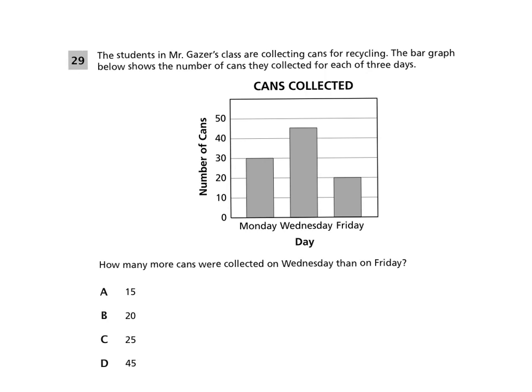It's really important here to notice and take in what the graph is telling us. We have a bar graph. We have our title, cans collected. We have number of cans on the side. We can see it's counting by tens. We have our days on the bottom. What I like to do even before I go on to the question is write the totals. So here we have in between 40 and 50, so we know that's going to be 45. And then Friday is 20.